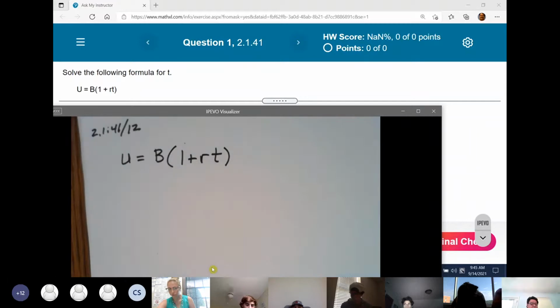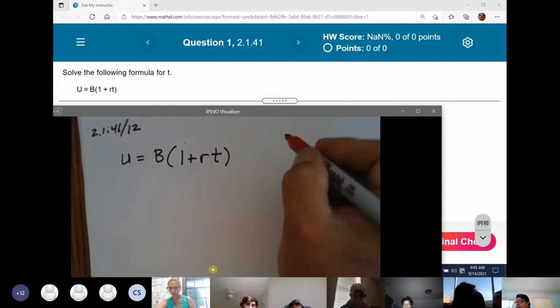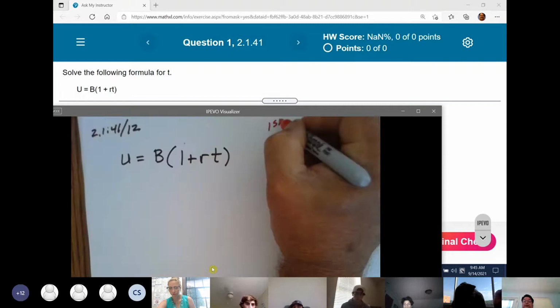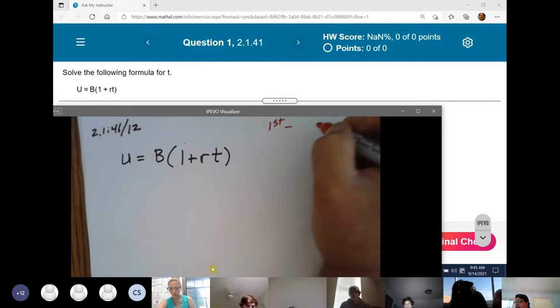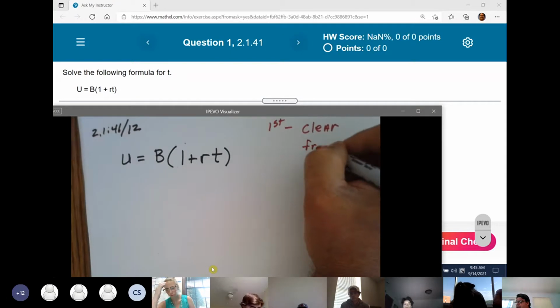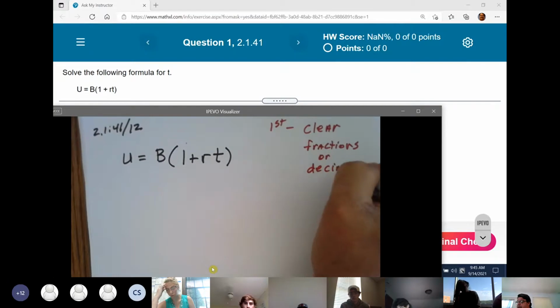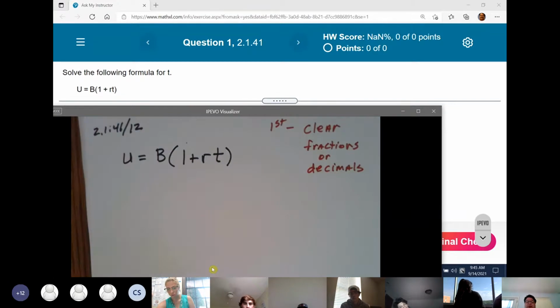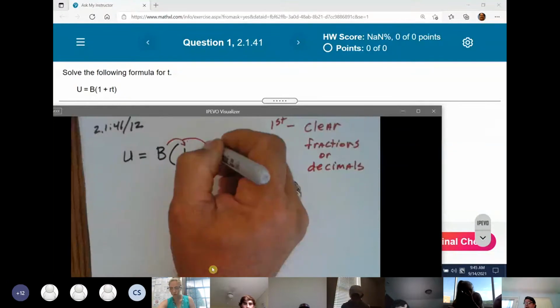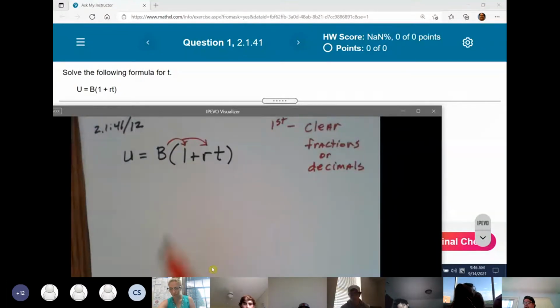Now, when you're dealing with formulas, the first thing you do before you even start is you clear any fractions or decimals. You clear them first. Then you worry about what you're solving for. Now here, we don't have any. So the first thing I'm going to do is distribute, because you can't do anything unless you're solving for B, and you're not.